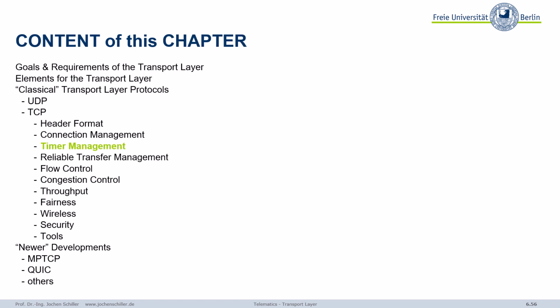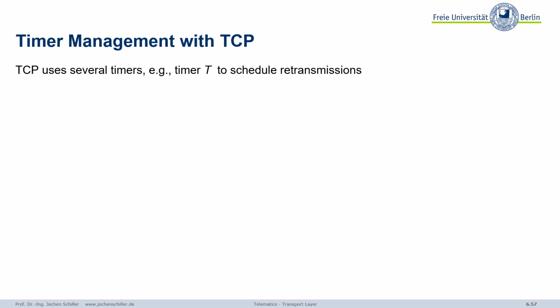Now to something a bit more complicated. That's the timer management. Timers, you will see, we need timers in many different situations. Timeout, I mentioned this already, for retransmission is one of the reasons. So TCP uses different timers, for example, for these retransmissions. The question is, how do we select these timers?